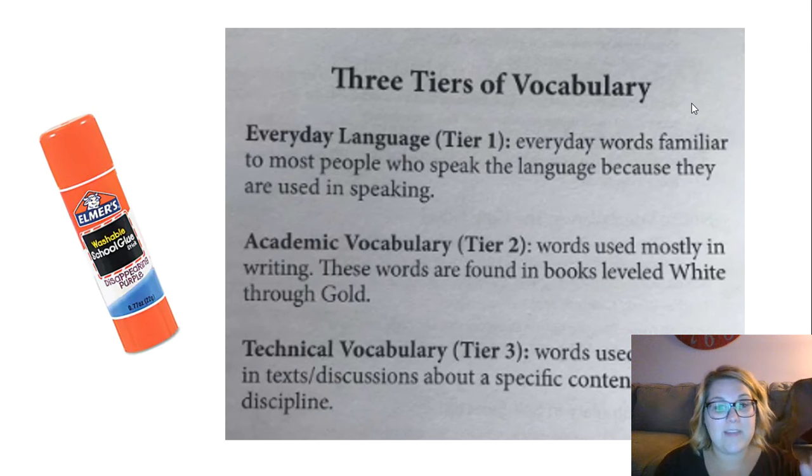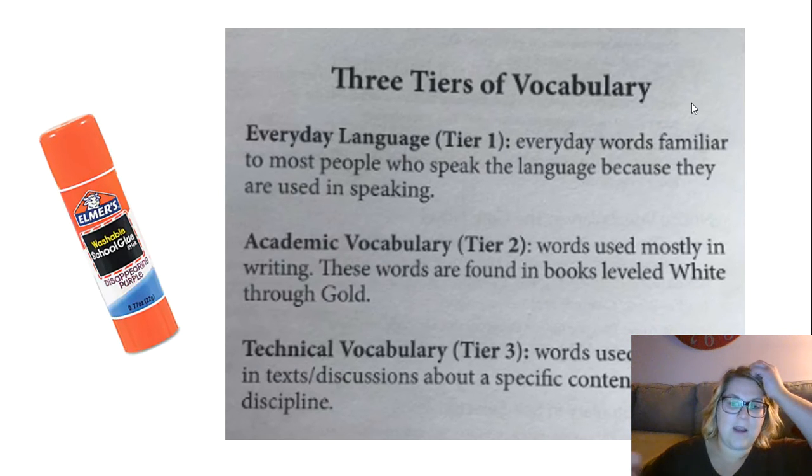Then we have up at that top red section, those were our tier 3 words, our technical vocabulary. These are words that are mostly in texts or discussions about a specific content area or discipline. So these are the words that seemed a little more scientific in our pyramid there.